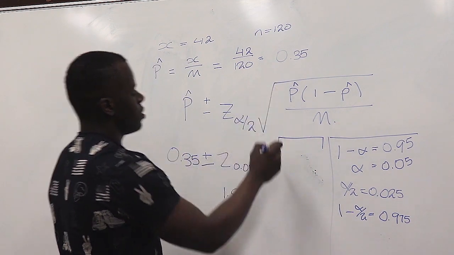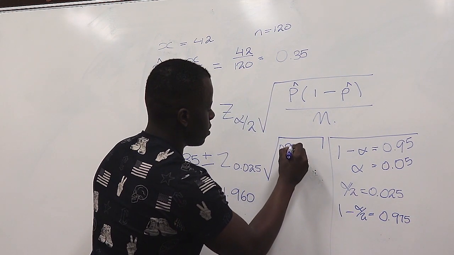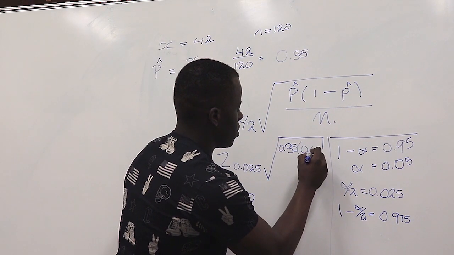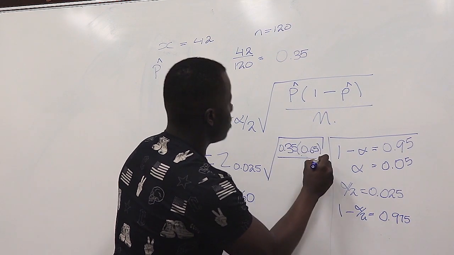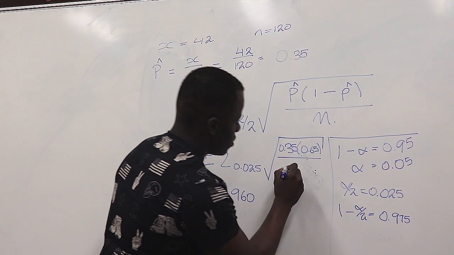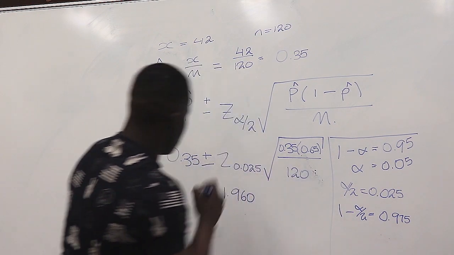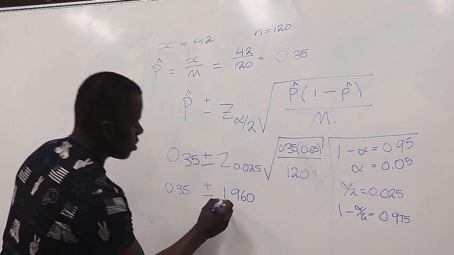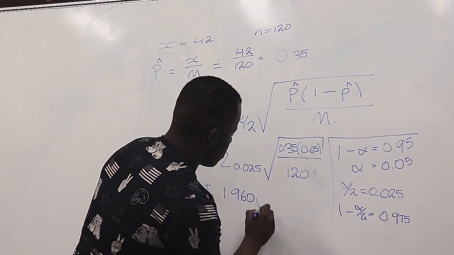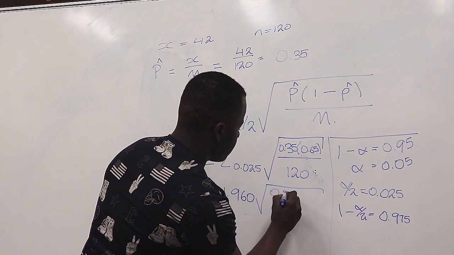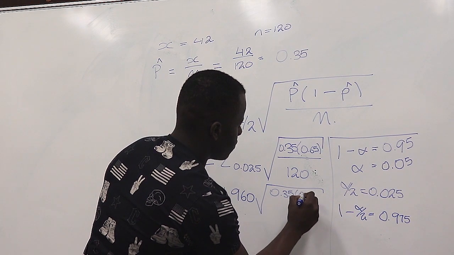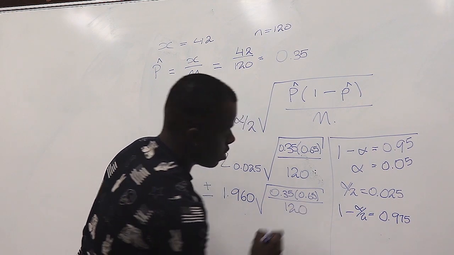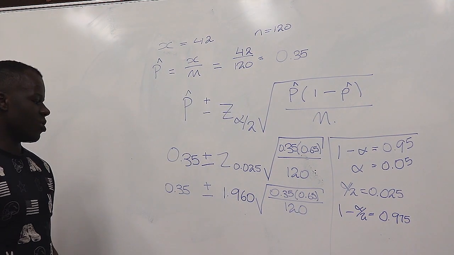Our p value again is 0.35 and 1 minus p is 0.65, all over the number, which was 120. So now we have 0.35 plus or minus 1,96 times the root of 0.35 times 0.65 all over 120. Could somebody please do that on their calculator?